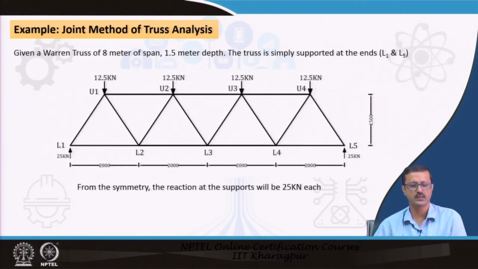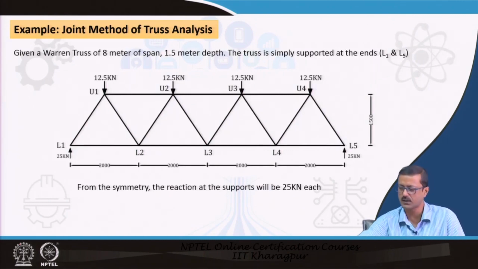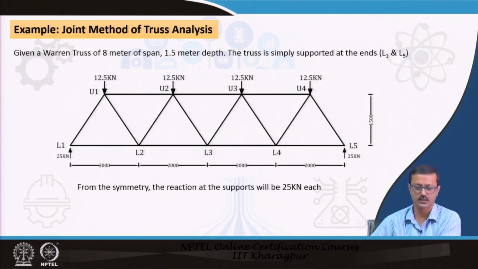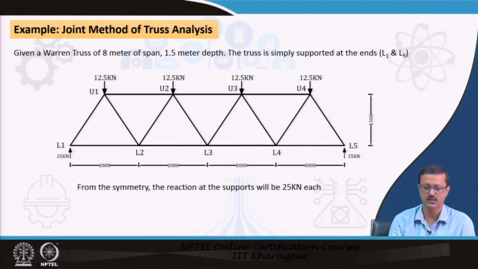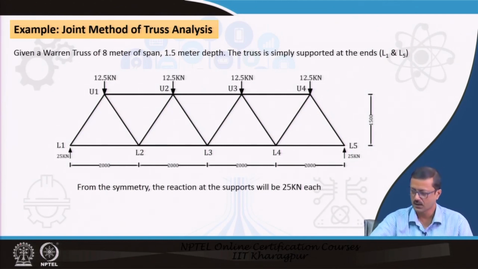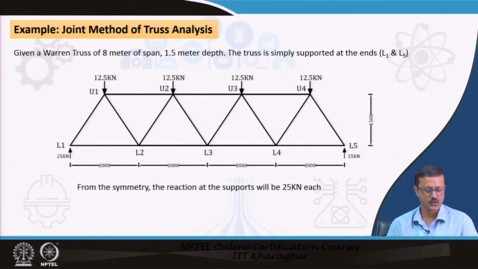Another joint method example, a truss example, has the same span with the same height, but it is a different kind of truss. So, you can solve this, and you can go through the PPT for the solutions. It will also have the reaction forces like 25 and 25.